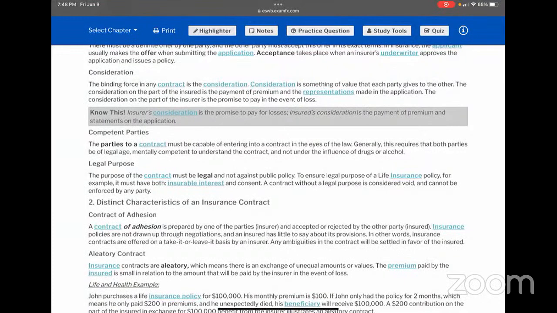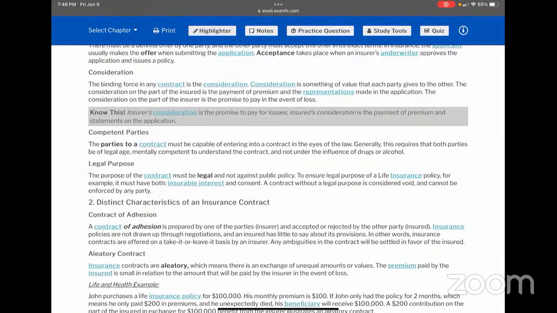All right. Competent parties. The parties to a contract must be capable of entering into a contract in the eyes of the law. Generally, this requires that both parties be of legal age, mentally competent to understand the contract, and not under the influence of drugs and alcohol. Okay, so they got to be in a mental capacity. They got to be of legal age, which is 18, and mentally competent to understand the contract.